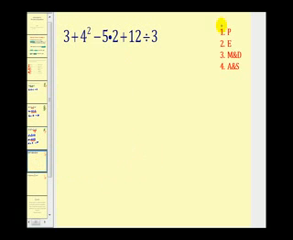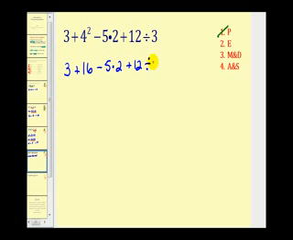Let's try another. Okay, we can skip step 1 because there are no parentheses. Next step is to simplify our exponents. So we'll simplify 4 squared. That'll be 3 plus 16. Okay, the next step is to multiply and divide from left to right. So here we have a product and here we have a quotient. So we'll have 3 plus 16 minus 5 times 2, which is 10, plus 12 divided by 3, which is 4.